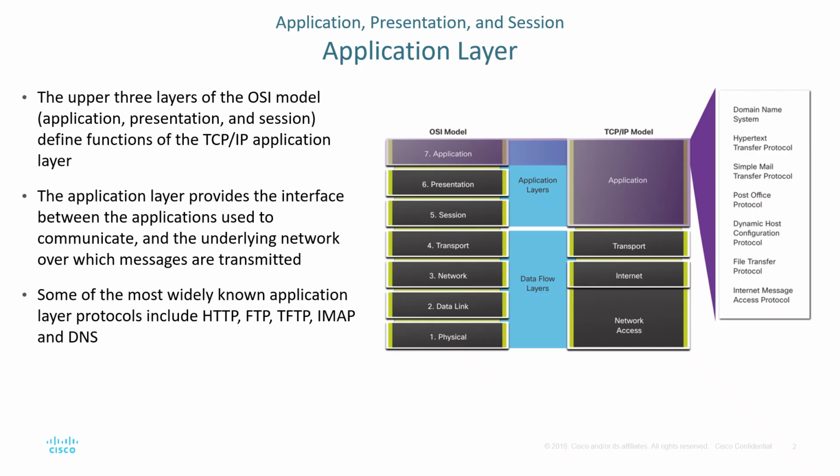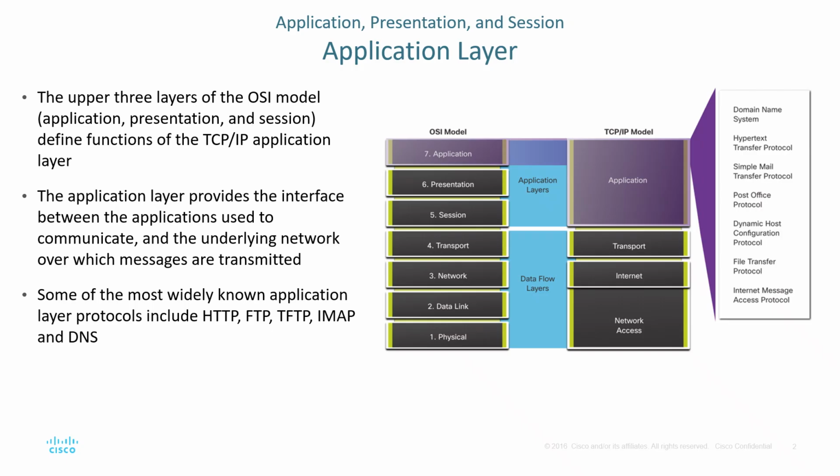So your application layer provides the interface between applications used to communicate and the underlying network over which these messages are transmitted. So it is communication between applications from the source and the destination. It is still a peer-to-peer communication, but not a physical peer-to-peer communication. It is via the application. Some of the most widely known application layer protocols will include HTTP, FTP, TFTP, IMAP, and DNS.